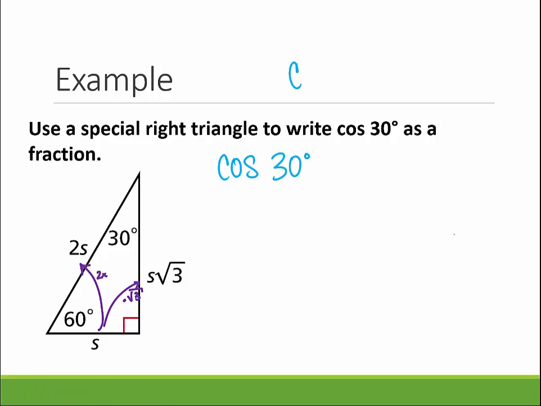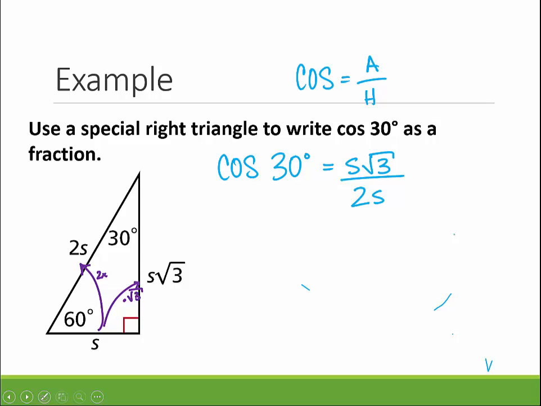So cosine is adjacent over hypotenuse. So the adjacent side is whatever my side length is times the square root of 3. And my hypotenuse is 2 times whatever my side length is. Now because both of these have an s in them, they simplify to just the square root of 3 over 2.